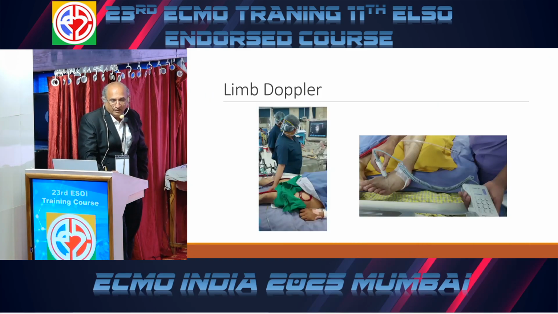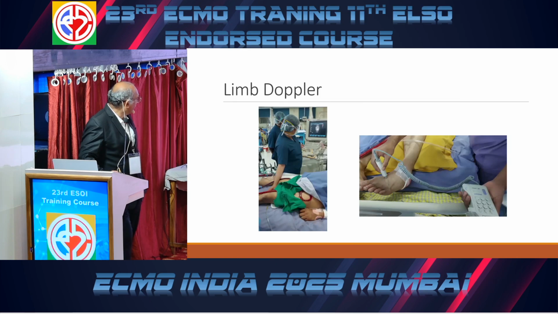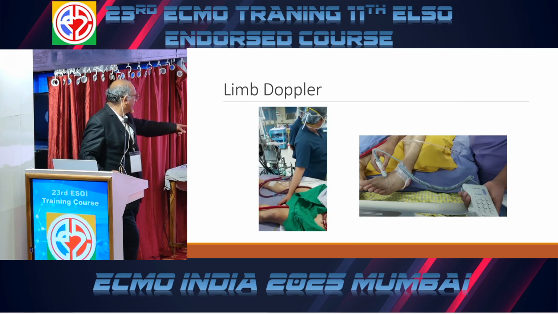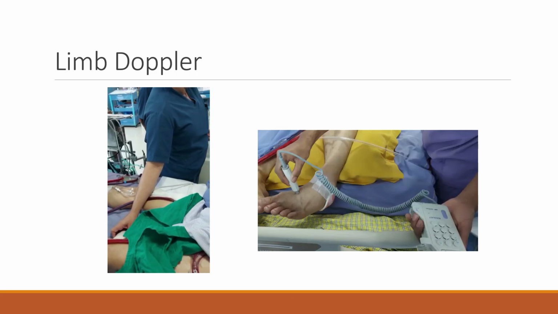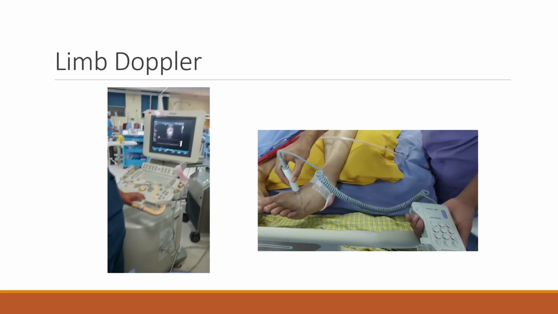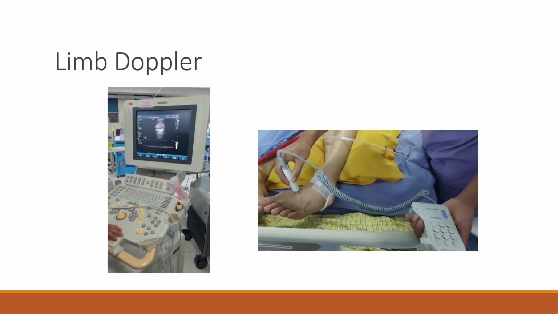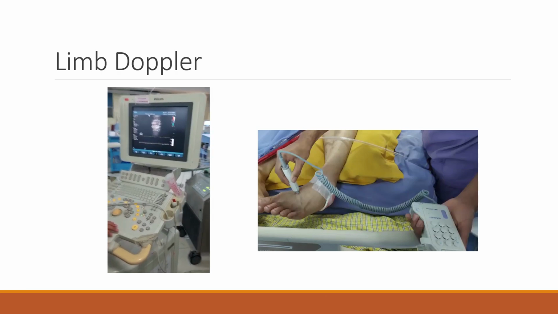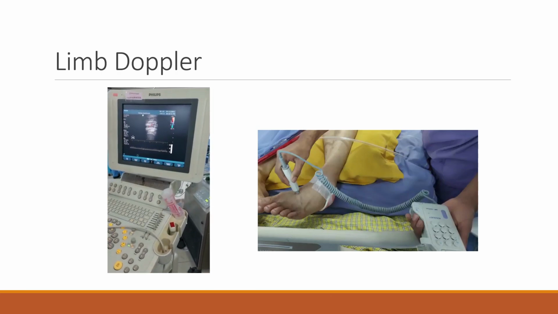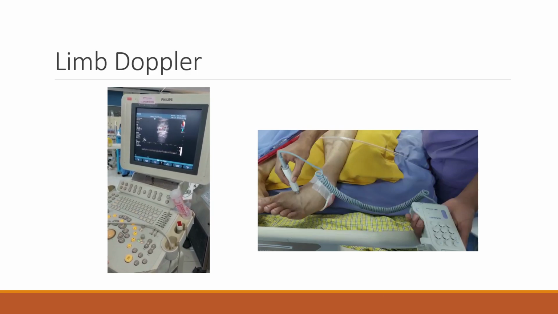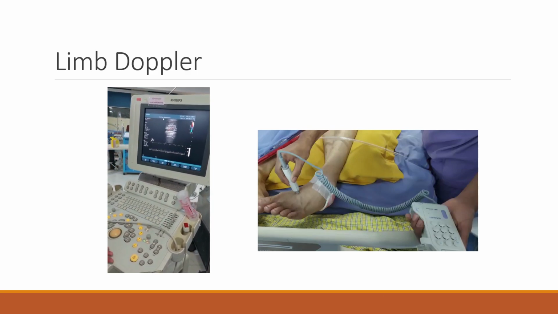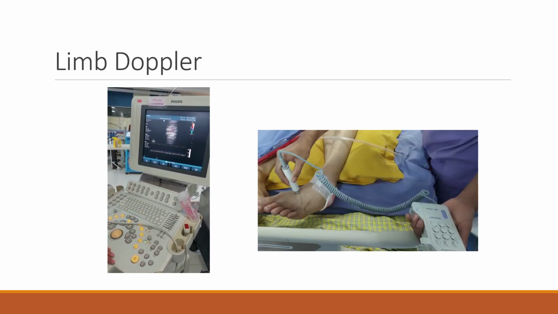For VA ECMO, you have to look at the Doppler. You can check the popliteal or the dorsalis pedis. You can use your echo probe to see the flow. It is going to be a continuous flow. This is a slide I took from Dipanjan. You can see a continuous flow. The maximum velocity might be just 0.5 or so, and may not be very great.